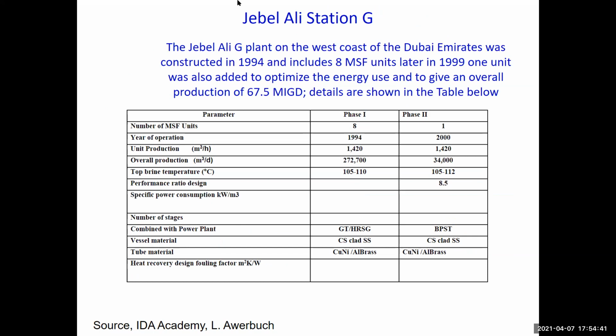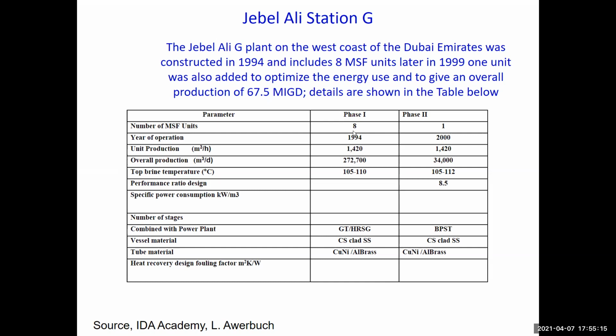This is some information about Jabal Ali station in Emirates. It's a plant at the west coast of Dubai in Emirates. It was constructed in 1994 with 8 MSF units. And then 5 years later, 1 unit was added to improve the performance and optimize energy analysis so that it can have an overall production of 67.5 million gallons per day. And the details of phase 1 versus phase 2 are being shown here.